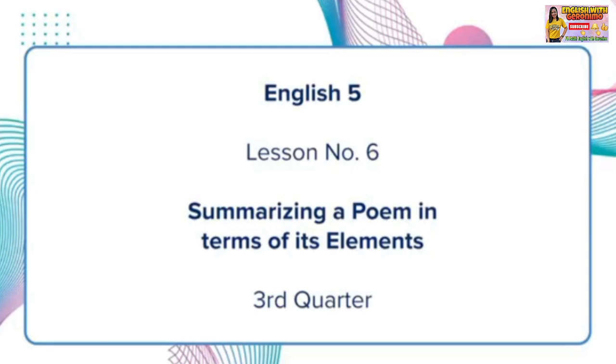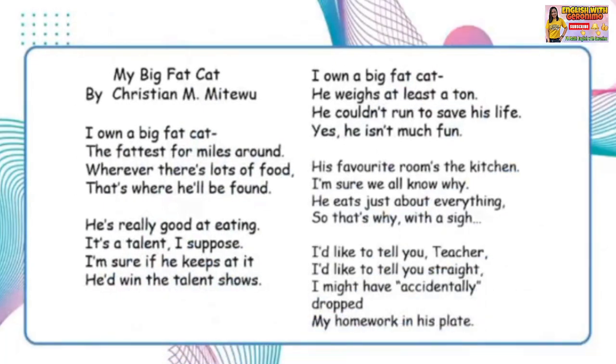In this lesson, you are expected to summarize a poem in terms of its elements, such as rhymes, sound devices, imagery, and figurative language. For a start, do this exercise. You can pause this video if you will need more time. Press play again when you are finished and ready to proceed with the lesson. So now, read the poem with me and analyze it carefully. Give the summary of this poem based on its elements.